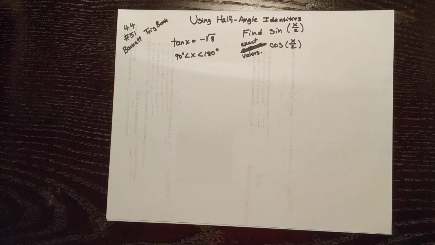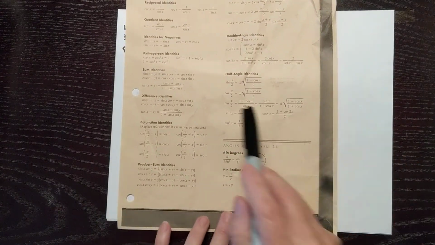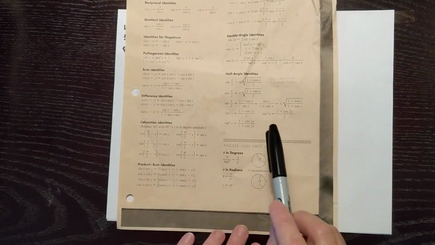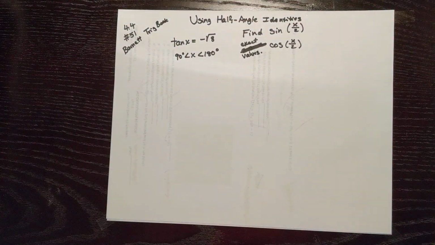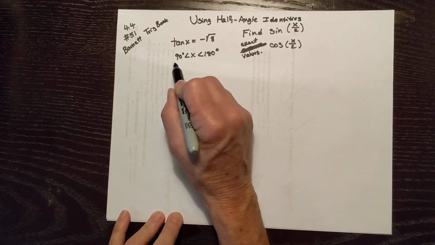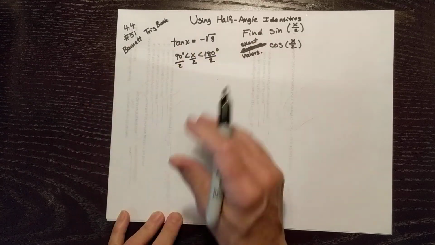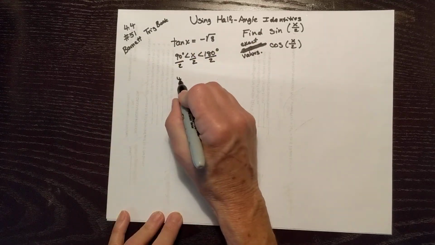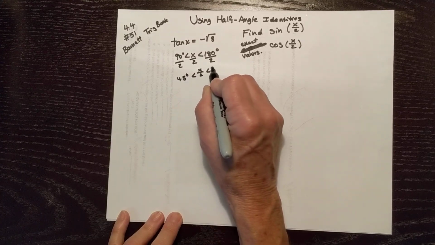When you use the half-angle identity, so here is the formula sheet right here. When you use the half-angle identities, this is a copy so you can hardly see it, but it says the sign is determined by the quadrant in which X over 2 lies. So we have to figure out what quadrant that would be in. They gave us this information about X. So if we take this inequality and divide every part by 2, we get 45 degrees is less than X over 2 is less than 90 degrees.